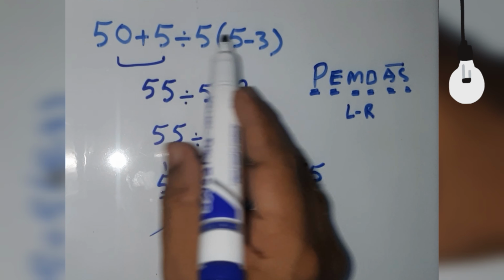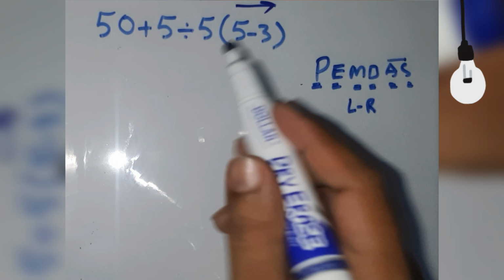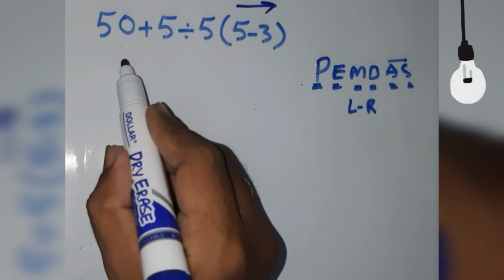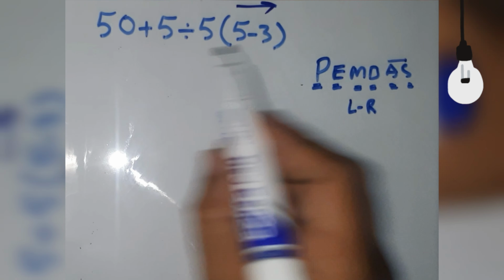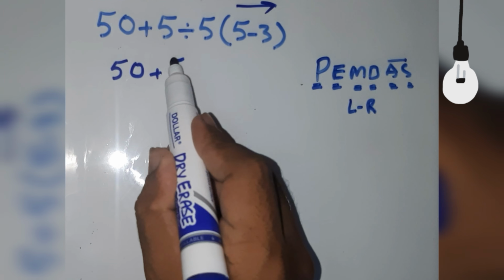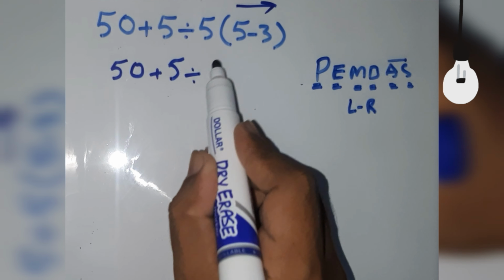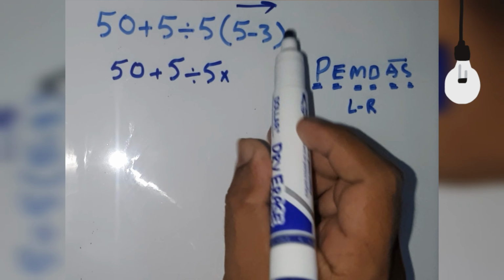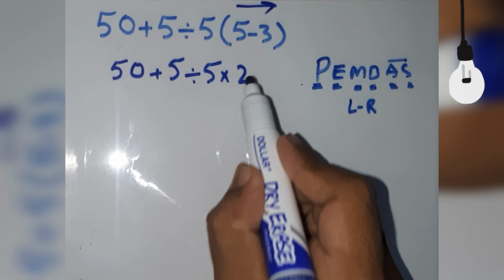So here first we do parenthesis. We can write 50 plus 5 divided by 5 times, 5 minus 3 gives us 2.